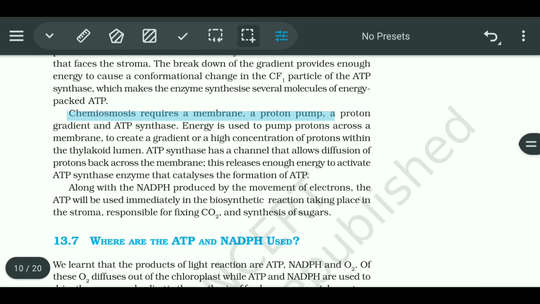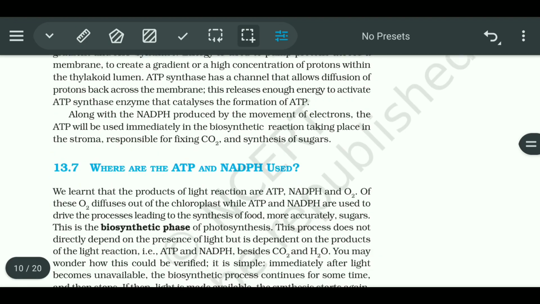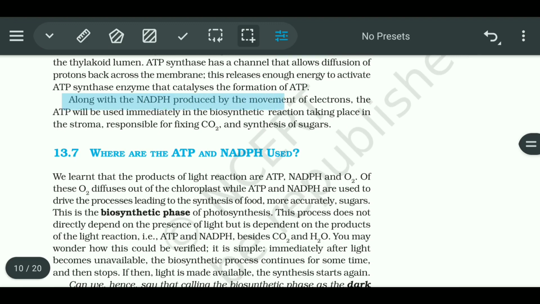Chemiosmosis requires a membrane, a proton pump, a proton gradient, and ATP synthase. Energy is used to pump protons across a membrane to create a gradient, or a high concentration of protons, within the thylakoid lumen. ATP synthase has a channel that allows diffusion of protons back across the membrane. This releases enough energy to activate the ATP synthase enzyme that catalyzes the formation of ATP. Along with the NADPH produced by the movement of electrons, the ATP will be used in the biosynthetic reaction taking place in the stroma, responsible for fixing CO2 and synthesis of sugar.